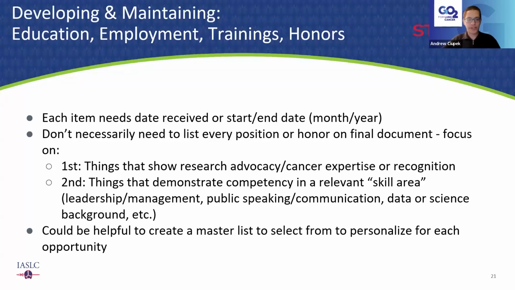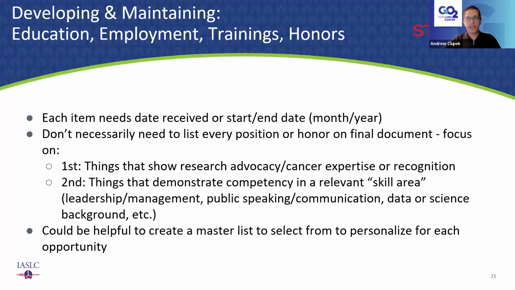So you're going to want to focus on each document for kind of two categories. Things that show, first, your research, advocacy, and cancer expertise or your recognition in that area. And also, not to forget, things that demonstrate competency in a relevant skill area. So things that can be relevant for all types of advocacy work: being able to work on a team, leadership, management, public speaking, and your ability to communicate. If you do have some experience with data or science in another field, that can be helpful too.